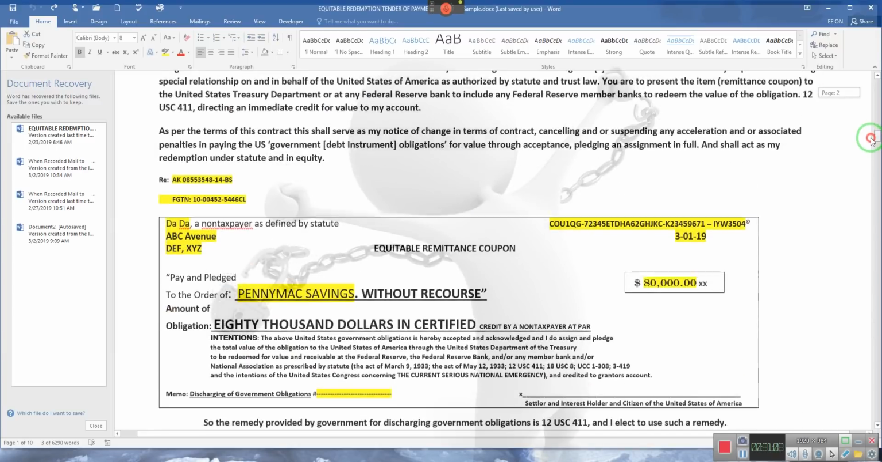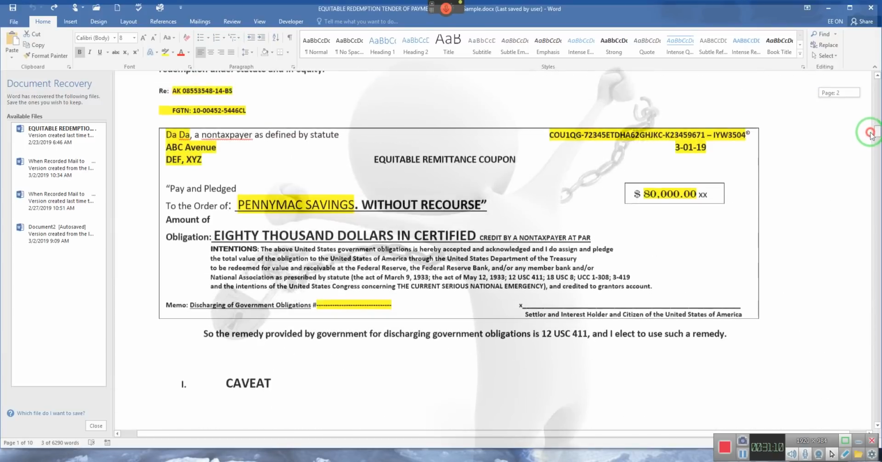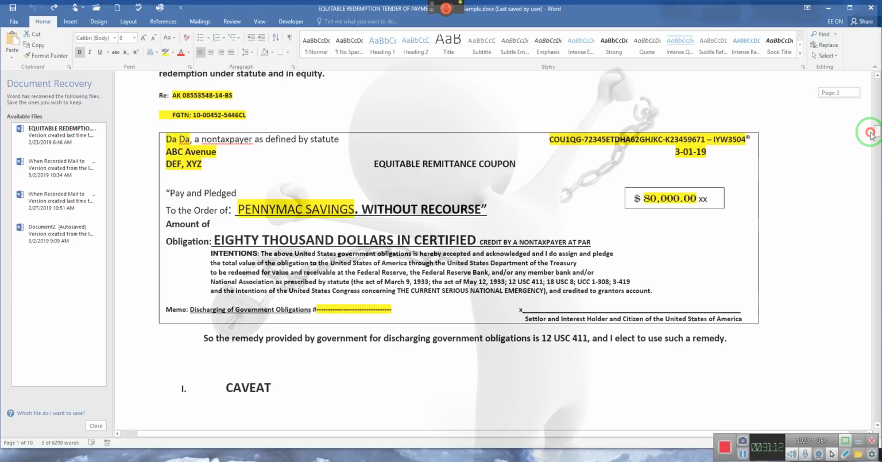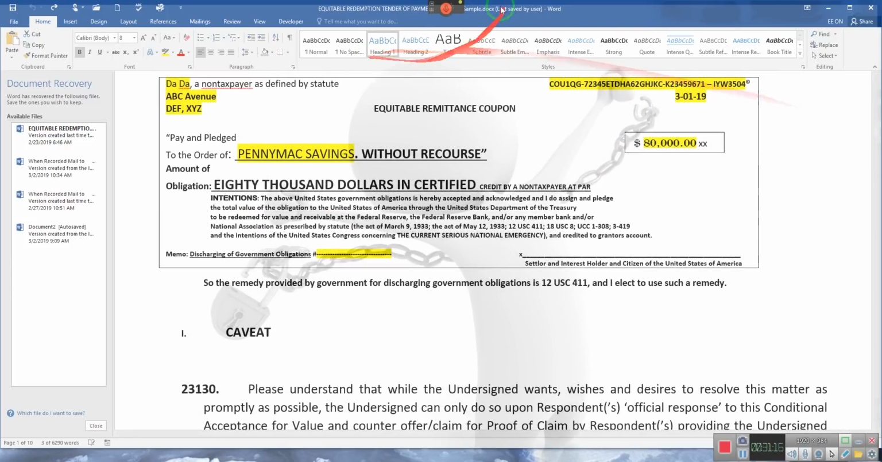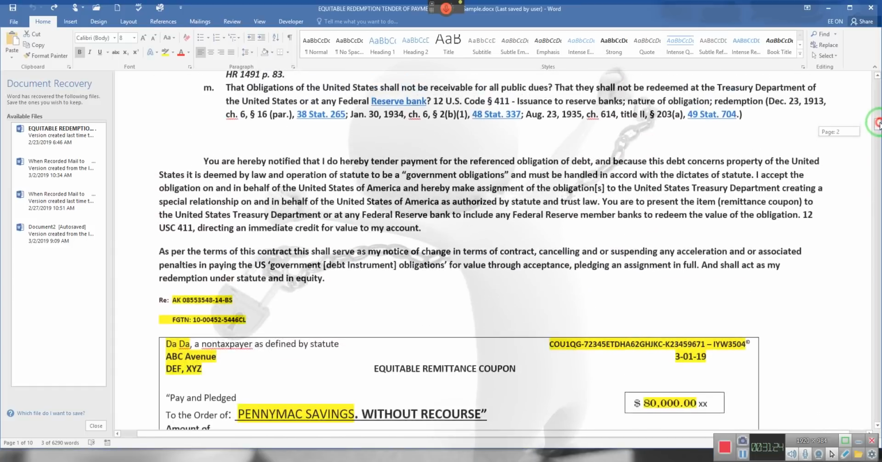Then you give them a payment in credit, telling them to redeem it at the Treasury, and then you do a notice of assignment of the equitable rights associated with this debt to the Treasury. Not all of your equitable rights. No, you're not assigning all of your equitable rights of your estate. No, only associated with this. Watch this.